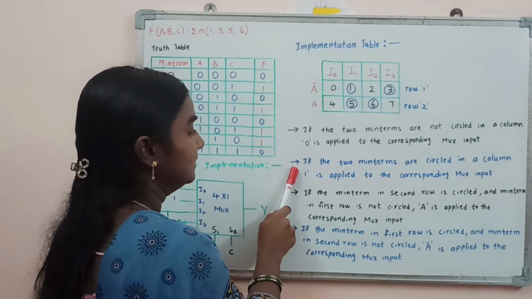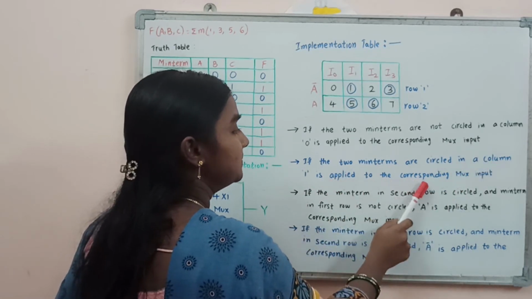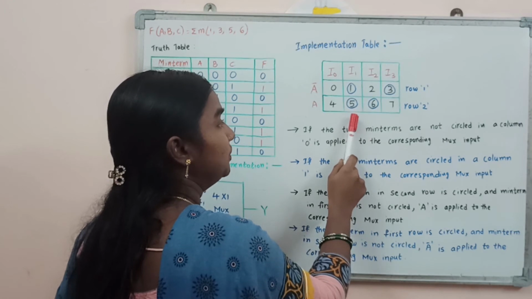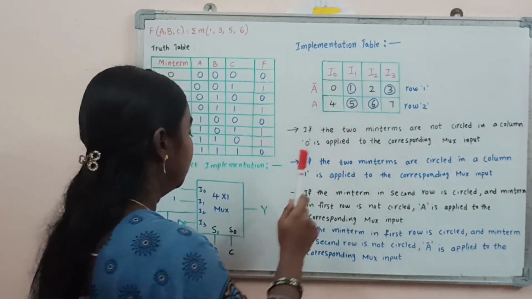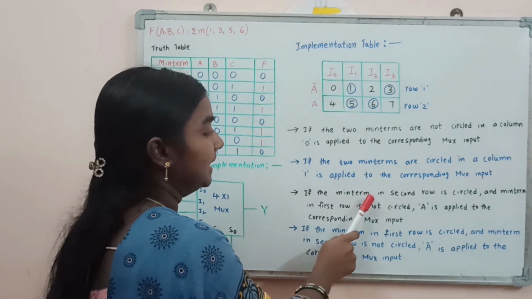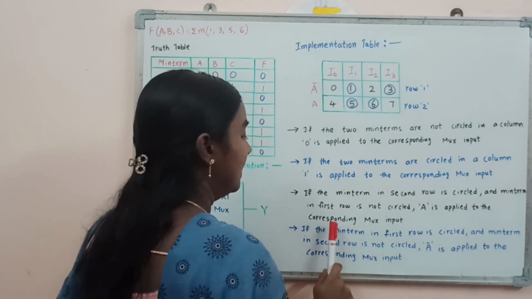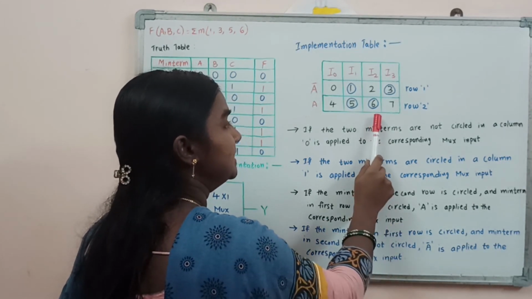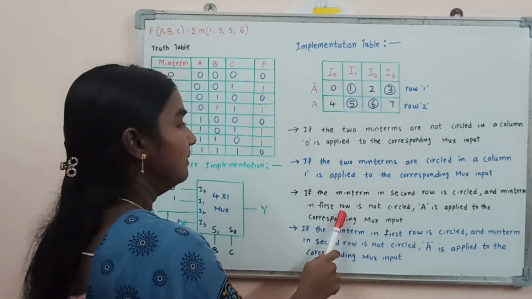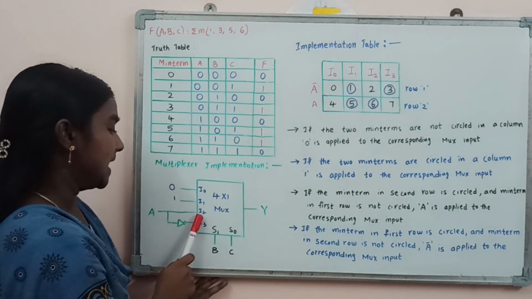Coming to the second instruction, if the two minterms are circled in a column, 1 is applied to the corresponding multiplexer input. In the second column, two minterms are circled, so we apply 1 to this input I1. Coming to the third instruction, if the minterm in the second row is circled and the minterm in the first row is not circled, A is applied to the corresponding multiplexer input. In this third column, the second row minterm is circled and the first row is not, so we apply A to this I2 input.